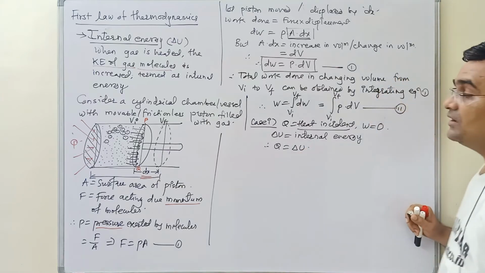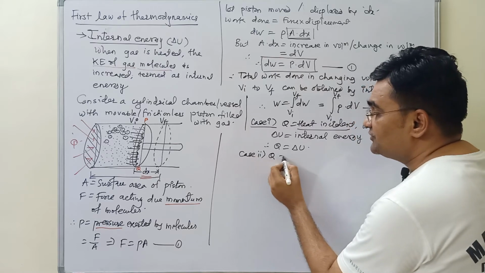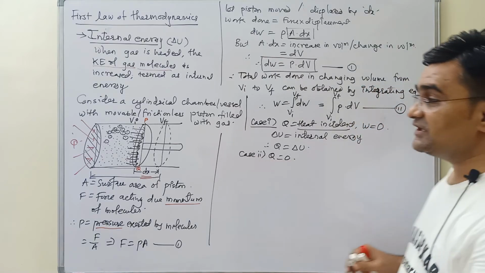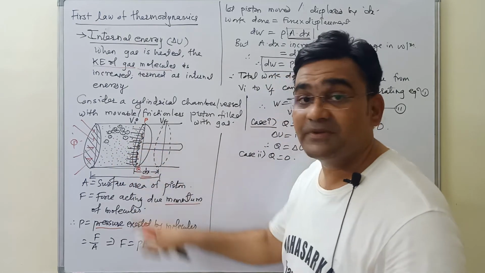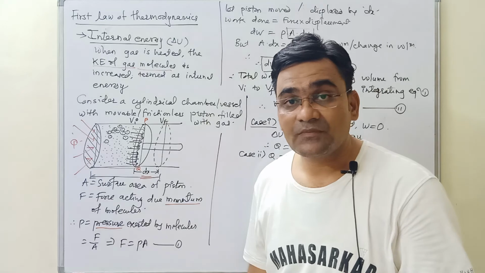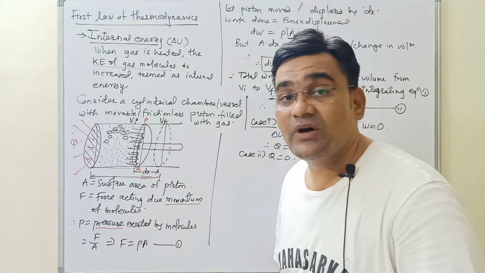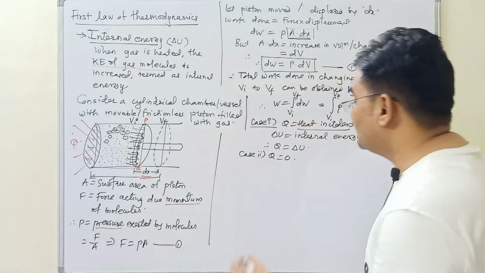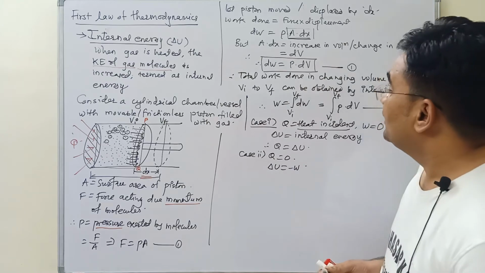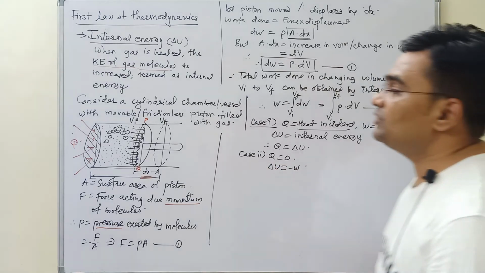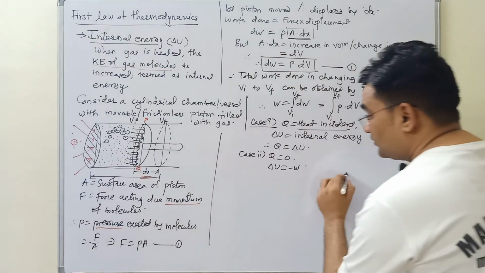In that case, I will say Q is equal to delta U. Suppose case 2: you have not given any heat, Q is 0, but still, because of the large impact of the momentum of the gas molecules on the piston, it moved slightly. In that case, we will say work is done but heat is not given. So work is done against the internal energy. Then I will say delta U is equal to minus W.